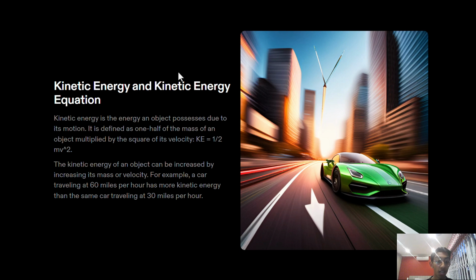Kinetic energy is defined as 1/2 of the mass of an object multiplied by the square of its velocity. So if we take a look at this equation right here, EK or KE, being your kinetic energy, is equal to half the mass of the object multiplied by its velocity, measured in meters per second, squared. The kinetic energy of an object can be increased by increasing its mass or velocity. For example, a car traveling at 60 miles per hour has more kinetic energy than that same car, due to it having the same mass, traveling at half the speed of 30 miles per hour.